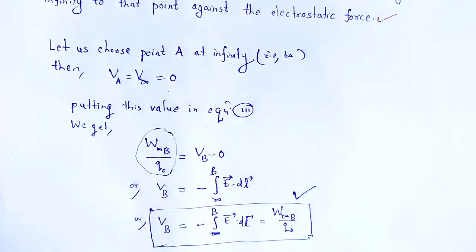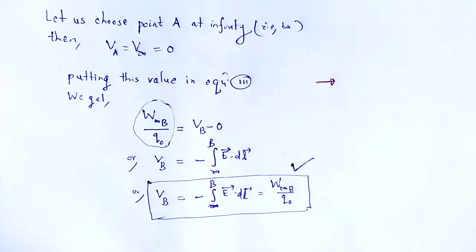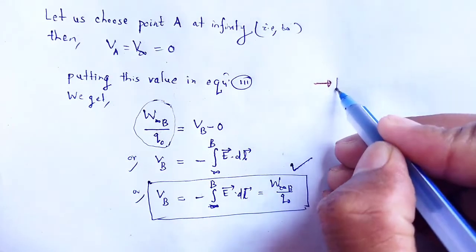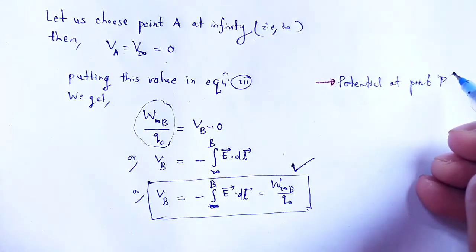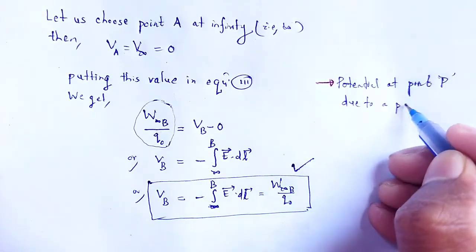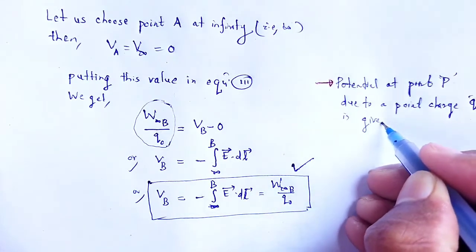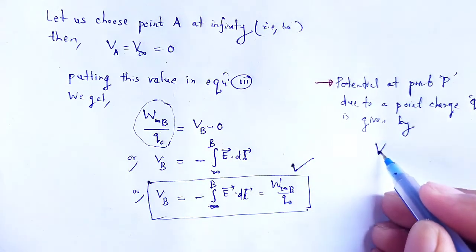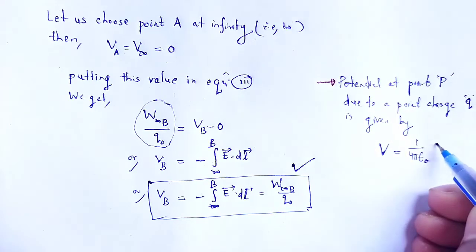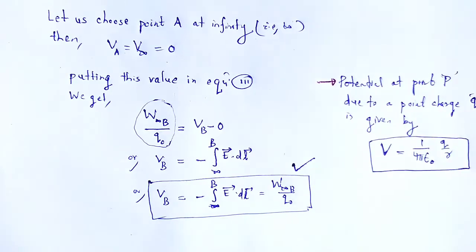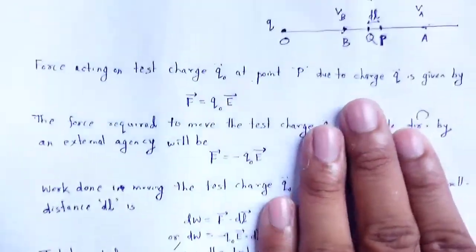So, note that, look here, by using that relation we have to calculate potential at point P. The potential at point P due to a point charge Q is given as 1 by 4 pi epsilon naught Q divided by R. This is the potential due to a point charge at point P, as you take that point P here.